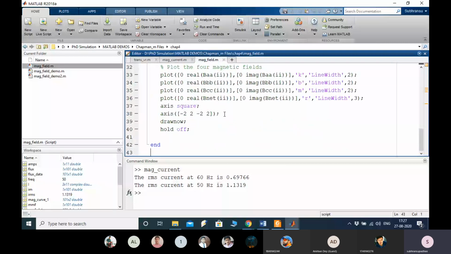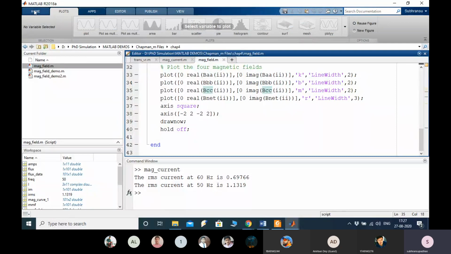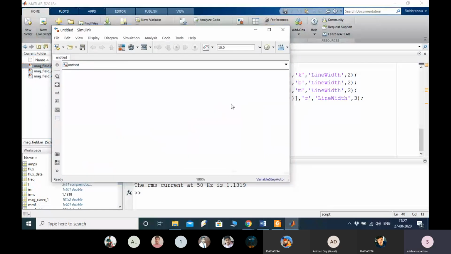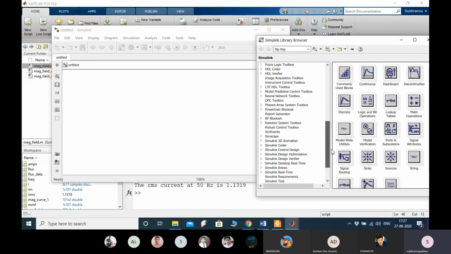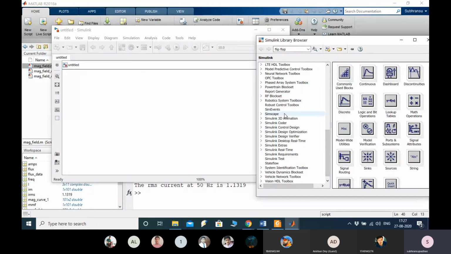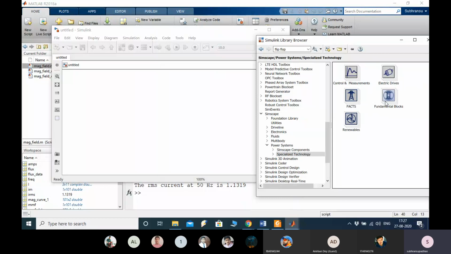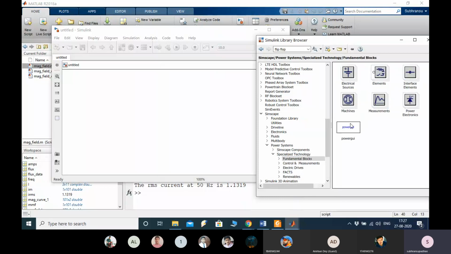Here you can see the magnetic field. Let's put this. Okay, so go to Simscape, Power System, Specialized Technology, Fundamental Blocks, Power GUI.